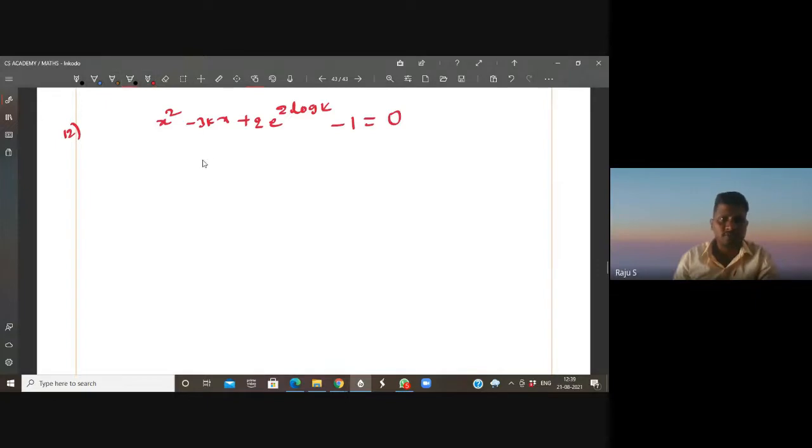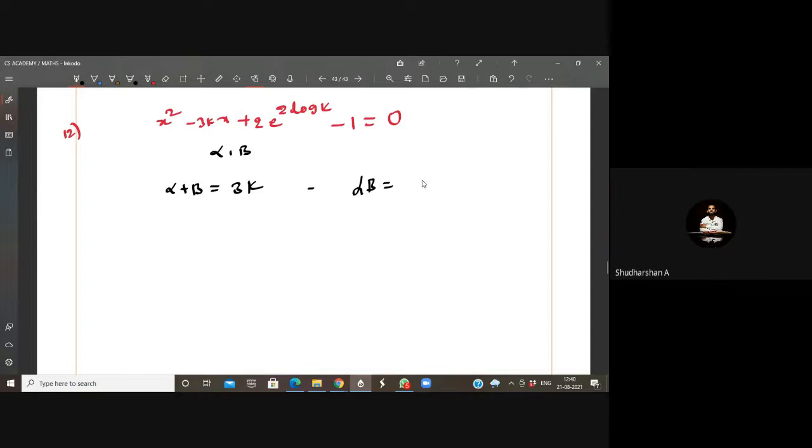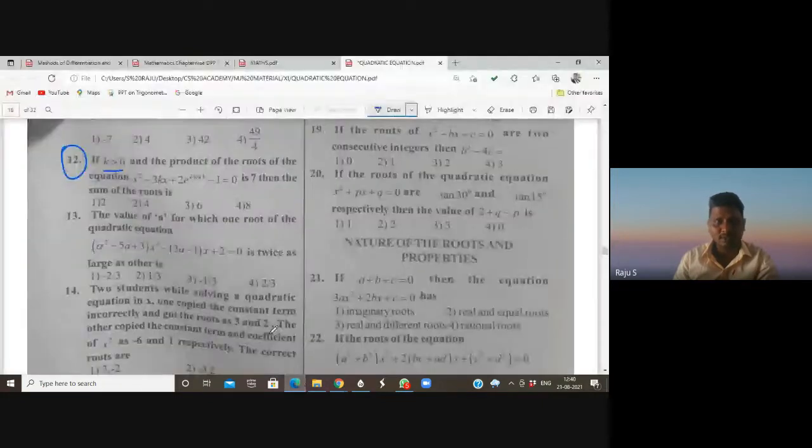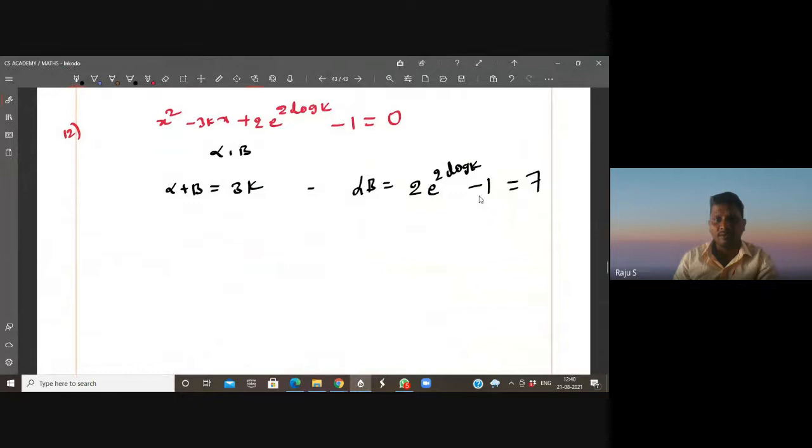Okay, fine. So what they're asking here, sum of the roots. When I take alpha, beta as the two roots, what is the sum of the roots here? Plus 3k, am I right? Minus b by a. What is the product of the roots? 2 e power 2 log k minus 1. And this product of the roots, the given value is clearly 7. Am I right? With help of this, we can find the sum.